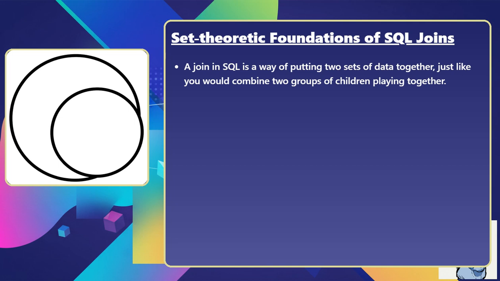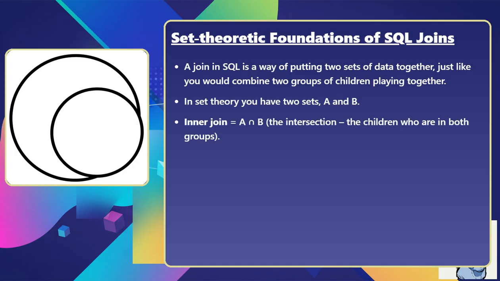A join in SQL is a way of putting two sets of data together, just like you would combine two groups of children playing together. In set theory, you have two sets A and B. Inner join equals A intersect B, the intersection: the children who are in both groups.